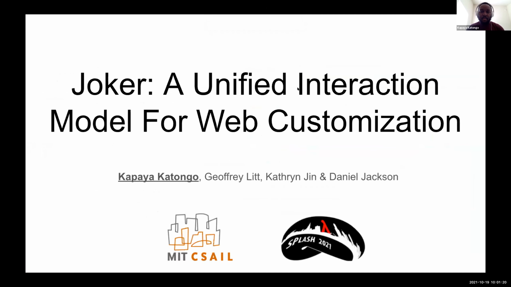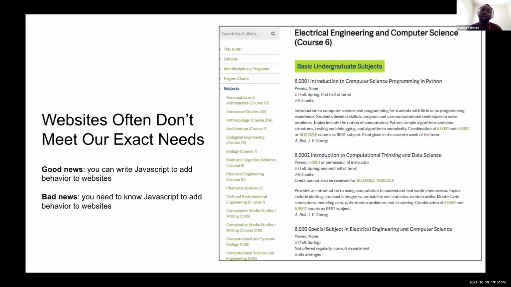All right, we're at the beginning. So my name is Kapaya, and I'll be talking about some of the ideas I developed while a master's student at MIT that are related to making the malleability of the web more accessible to more of its users. And this is work that was done in collaboration with Geoffrey Litt, Kathryn, and Daniel Jackson at MIT's software design group.